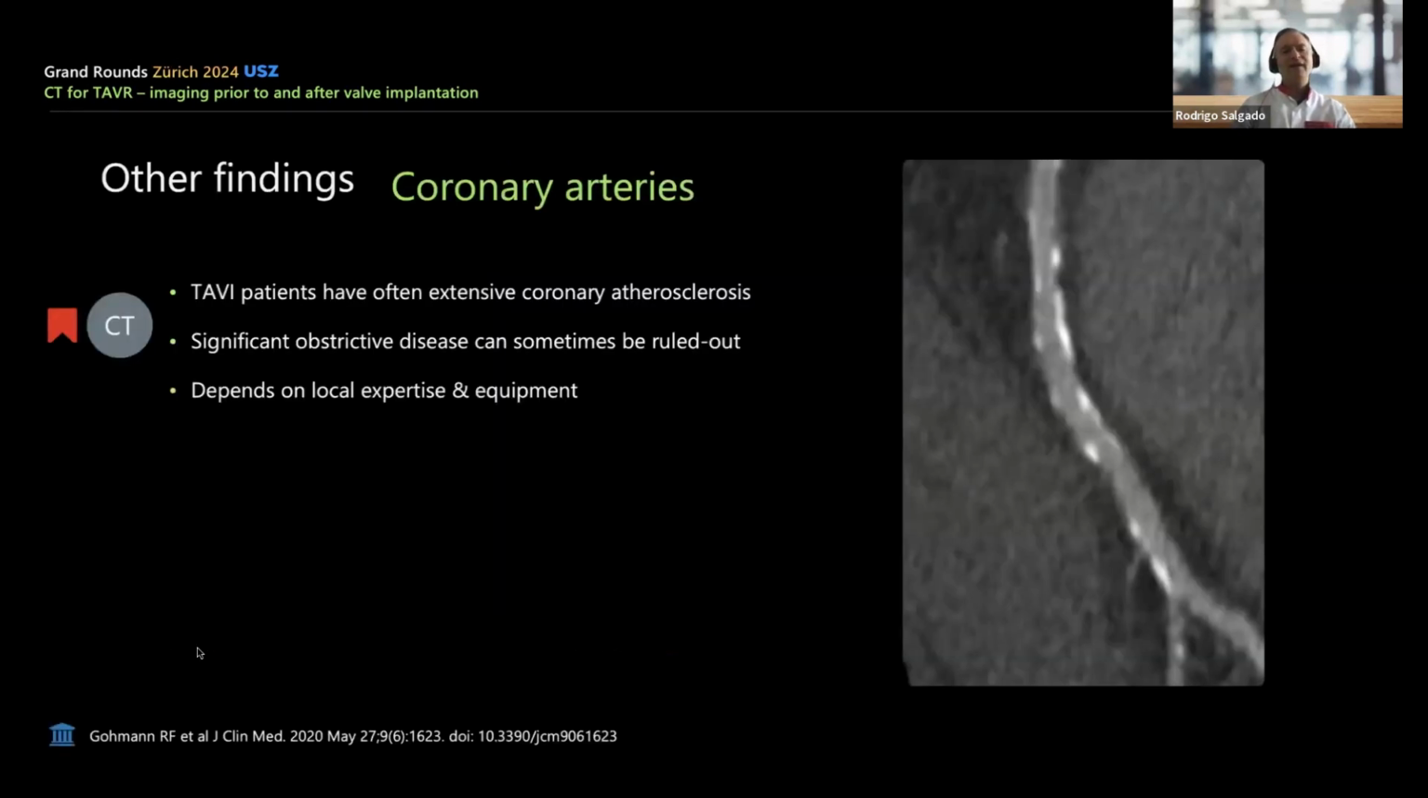So other findings, should we look at the coronary arteries systematically? I think it depends. I always do that, but most of these patients have extensive calcifications, but you can rule out on occasion significant coronary artery disease. It saves the patient one more contrast injection for conventional angiography.